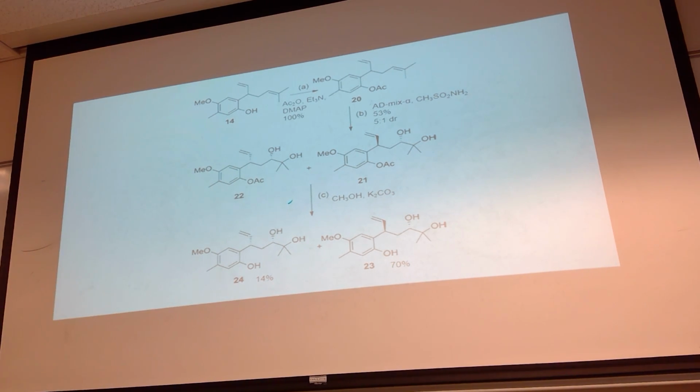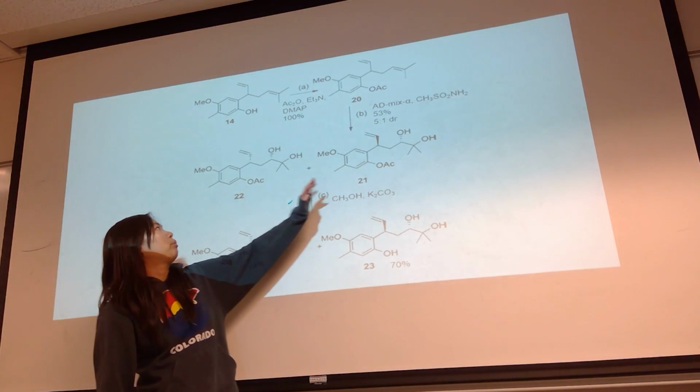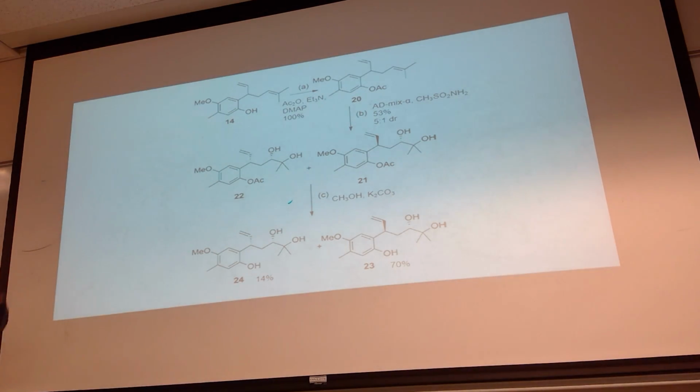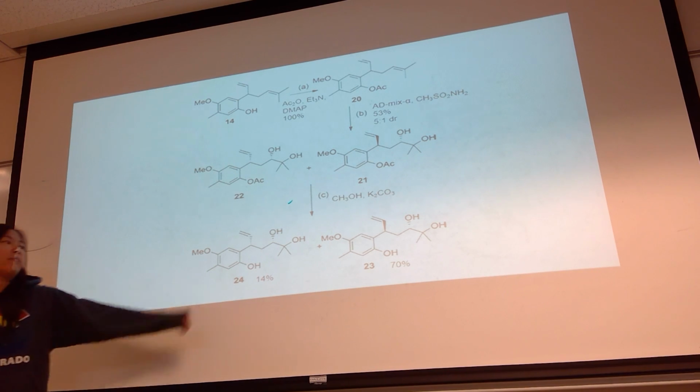So the Sharpless AD reaction is from 20 to 21 and 22. AD stands for asymmetric dihydroxylation reaction. So this AD-mix alpha consists of an osmium catalyst, potassium carbonate, potassium ferricyanide, and a chiral ligand, which enables it to give the preferred 21 product over 22. So the diastereomeric ratio is 5 to 1 in this case. And then they removed the acetate group using methanol and potassium carbonate, so we retrieved this OH group.